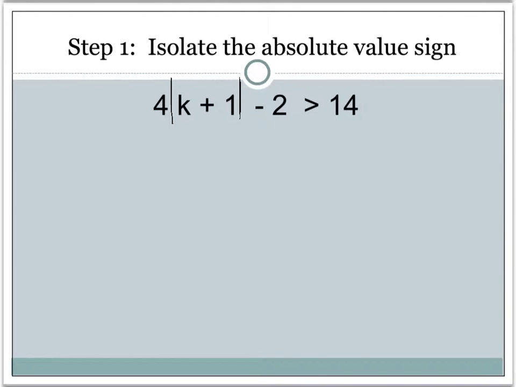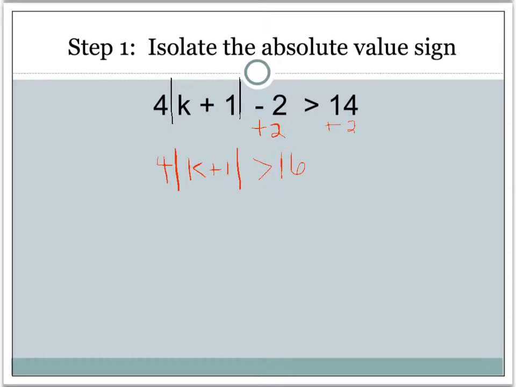Here's an example that we actually used when we were dealing with equations, but this is an inequality. The first step is to get the absolute value by itself, to isolate it on that side of the inequality. We have this -2 and this 4 that we'll have to get rid of. Using inverse operations, you're going to add 2 to both sides. You get 4 times the absolute value of k plus 1 is strictly greater than 16. We have not flipped the inequality sign.